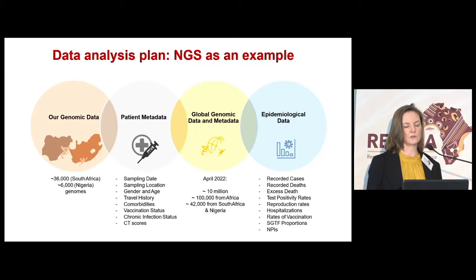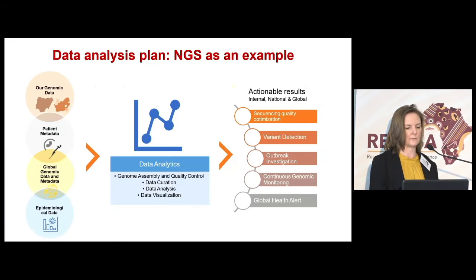We also have access to global information through GISAID, and then of course you want to make sense of the variants, so you link it to the epidemiology, that's your cases, your deaths, excess deaths, your positivity rate, hospitalizations, your S gene target failure proportions, and your non-pharmaceutical interventions that are present at the time. So what do we do with all of this information? We want to combine all the different elements to make sense of it so that it's useful.